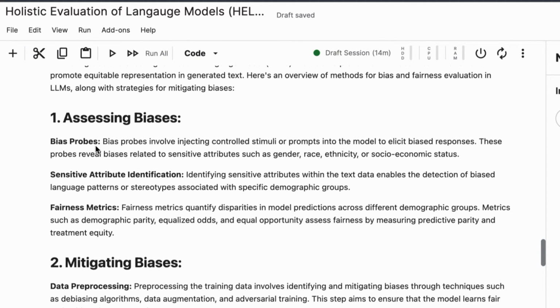Okay, so we use bias probes. Bias probes involve injecting controlled stimuli or prompts into the model to elicit biased responses. These probes reveal bias related to sensitive attributes such as gender, race, and ethnicity as well. You can evaluate these bias probes on many metrics: demographic parity, equalized odds or equal opportunity, and fairness assessed by measuring predictive parity and treatment equity. You can check which kind of community or group it gives more importance to.